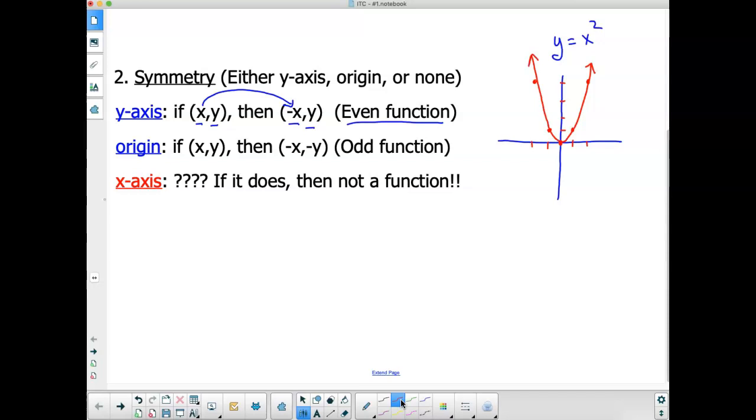I can see that that graph is incredibly symmetrical. If I cut it across that green line, it would fold across and lay right on top of the other side of the graph.